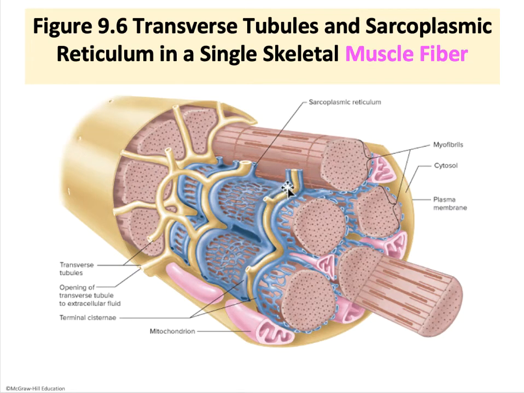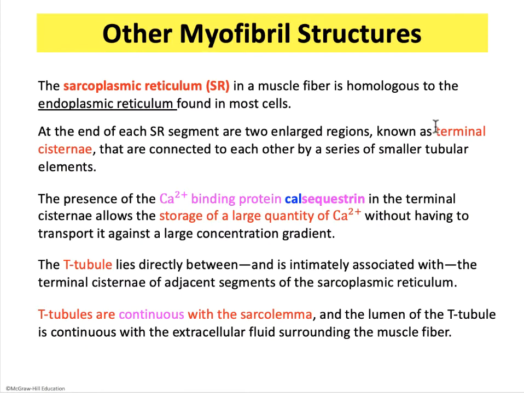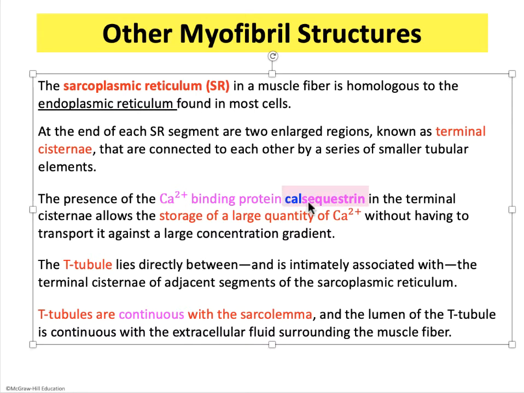we have large regions of blue here, and those are known as the terminal cisternae, and they are designed to hold large amounts of something. And what they hold is calcium. So large amounts of calcium is bound to proteins inside these terminal cisternae, and the name of that protein is calsequestrin. So calsequestrin stands for calcium sequestering protein. And this gives us a clue as to how the activity of the skeletal muscle cells can be regulated, and it has to do with the amount of calcium present inside the cytosol.